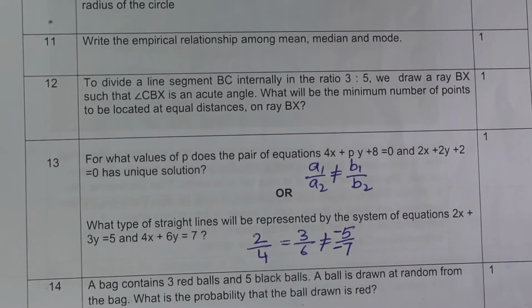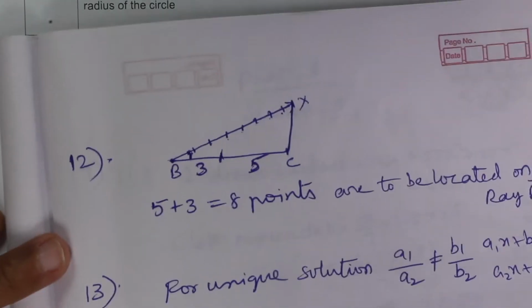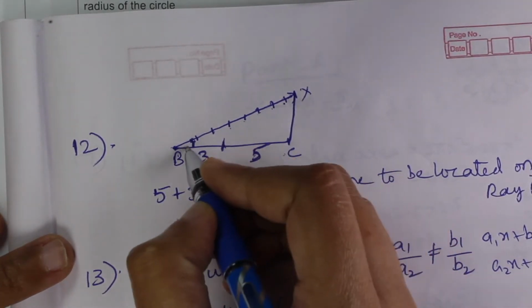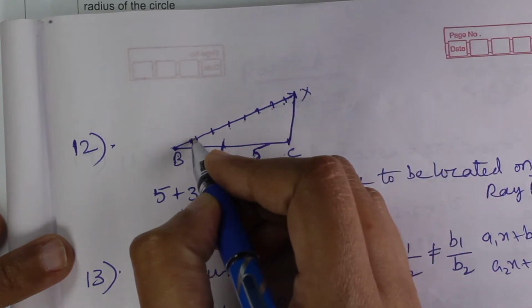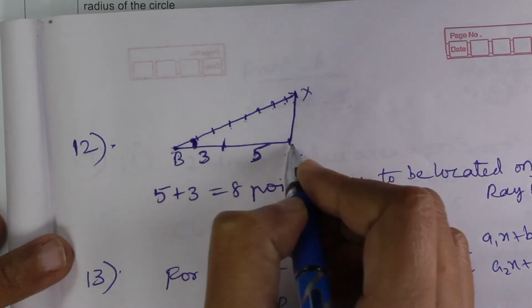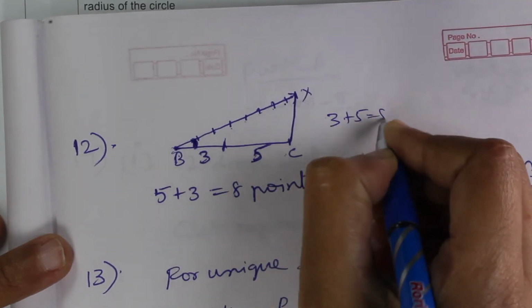So, there is a line BC which needs to be divided in the ratio of 3:5. And how many points are to be drawn on a line that is drawn at an acute angle to BC? So, it should be 3 plus 5, 8 points.